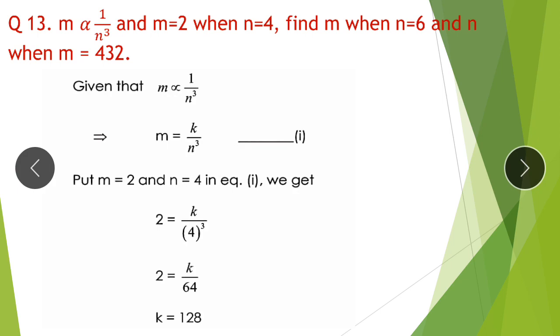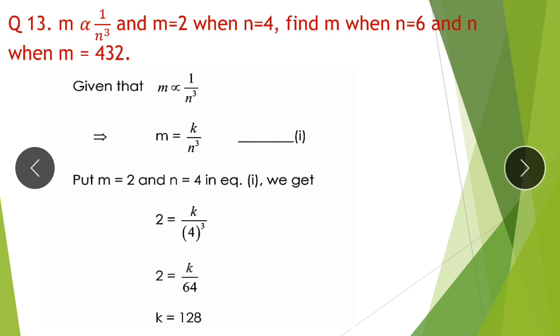This is the last question of this exercise. This is a very easy exercise. All the questions are similar to each other, so you can easily do the homework then. M is inversely proportional to n cube, and m is equal to 2 when n is equal to 4. Find m when n is equal to 6, and n when m is equal to 432.